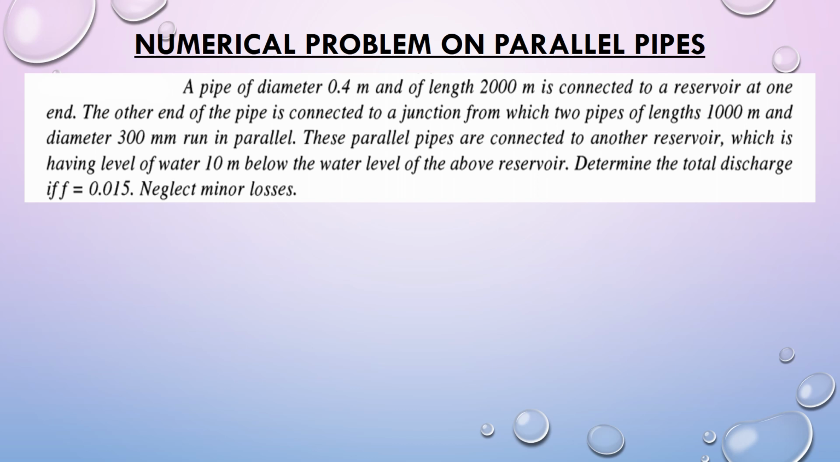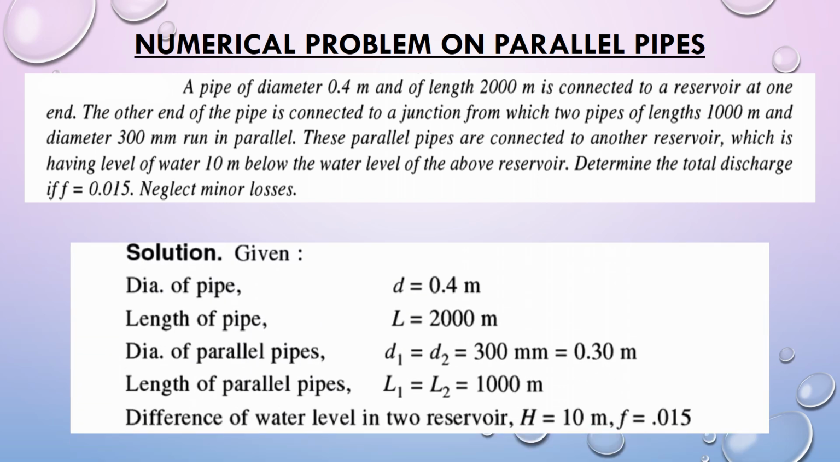Neglect minor losses. So in this problem we have to draw a figure for better understanding of the problem. But before drawing that figure, let us list out the given things. So the diameter of the main pipe is given. This is 0.4 meter, and its length is also given. So L is equal to 2000 meter, and it is connected to other pipes, the parallel pipes. Both are having a length of 1000 meter, and both are having diameter 300 mm.